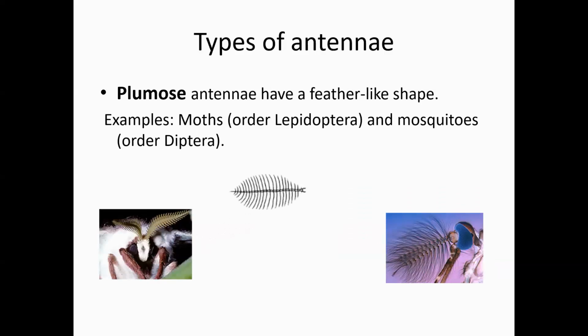And the next type is the plumose type. Antennae have a feather-like shape. Mainly it is observed in the case of moths and mosquitoes, plumose type.